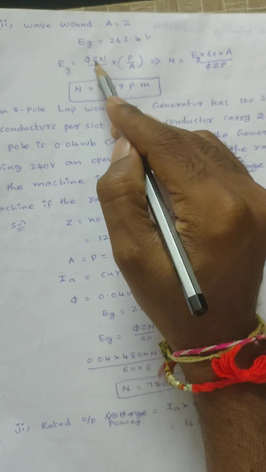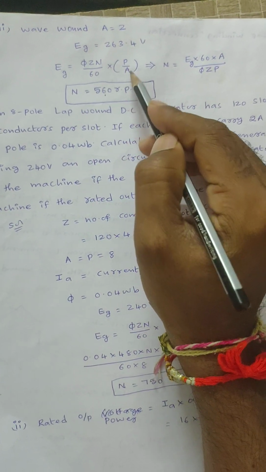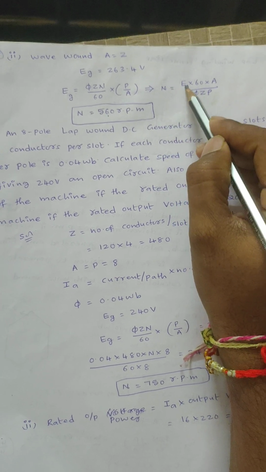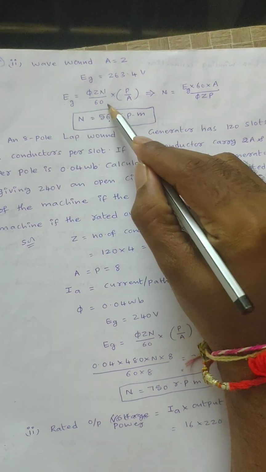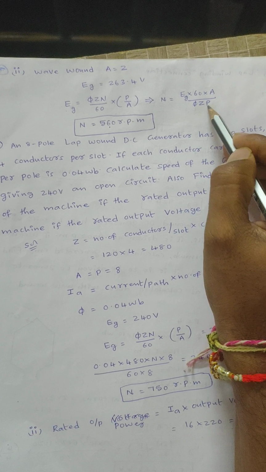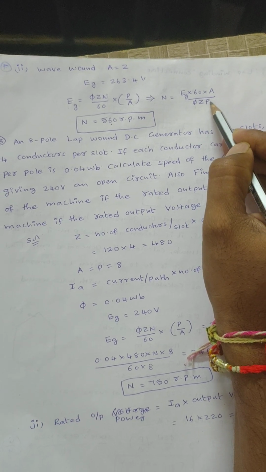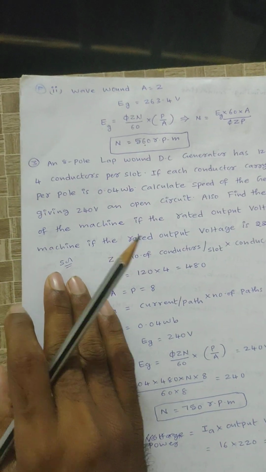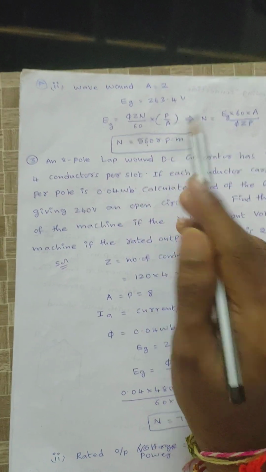Then EG is equal to phi Zn by 60 into P by A. Then I need to calculate speed, right? Then speed N is equal to EG into 60 into A divided by phi Z into P. Then speed N value will be 560 rpm. Okay, in this way we can calculate such problems. Thank you all.